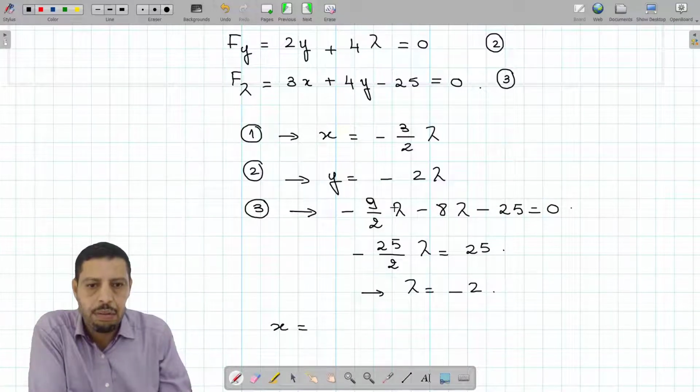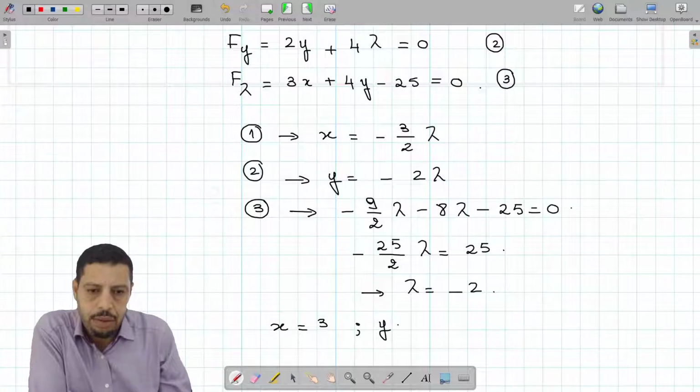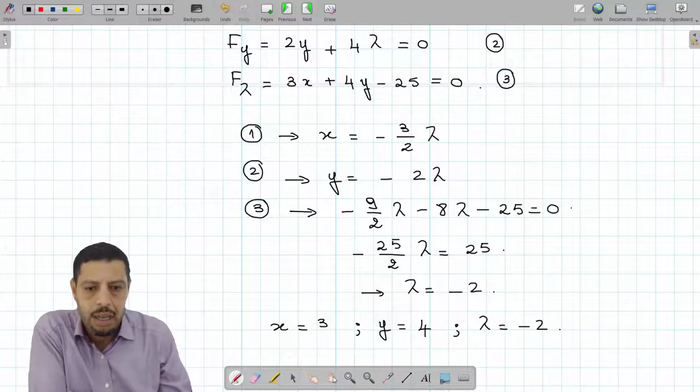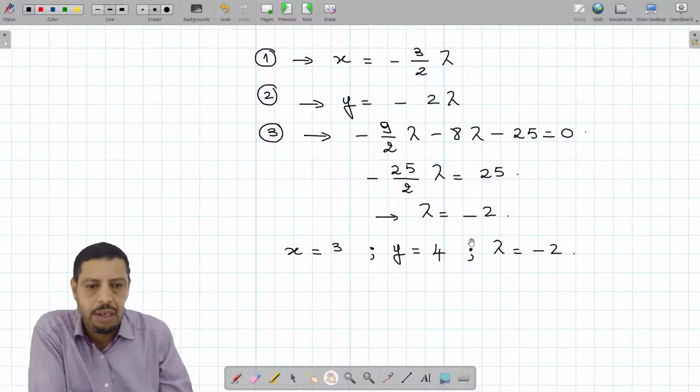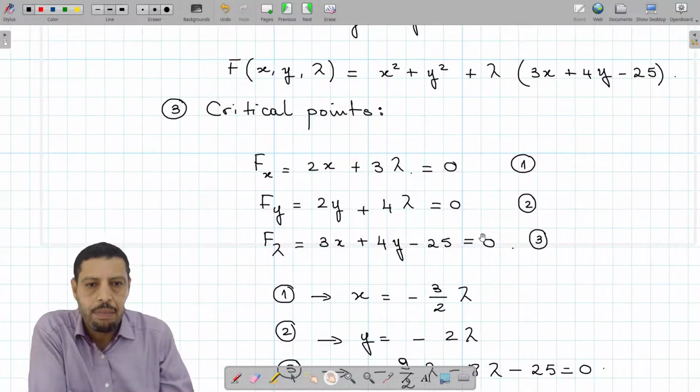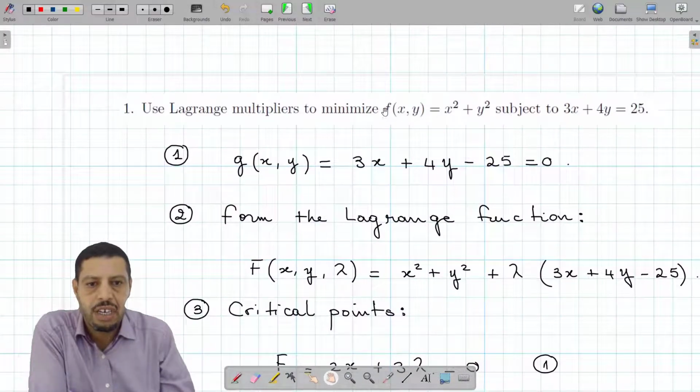The x is equal to negative 3 over 2 times lambda. The lambda is -2, so the x is equal to 3, and the y is equal to -2 lambda. The lambda is equal to -2, so the y is 4, and of course the third variable lambda is equal to -2, and this is your unique critical point here. So it will be the point where this function has its minimum subject to this constraint.